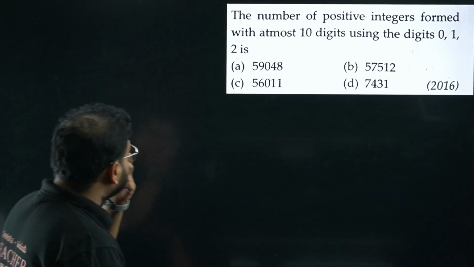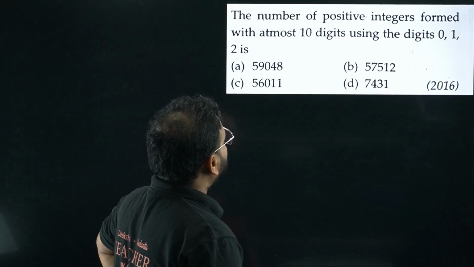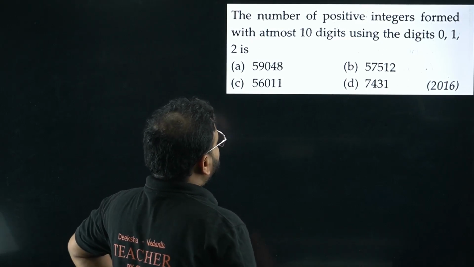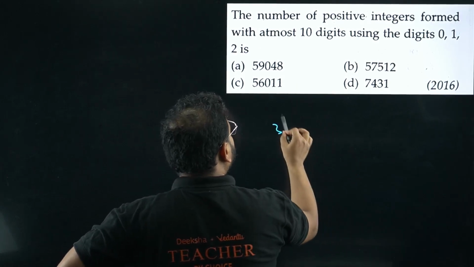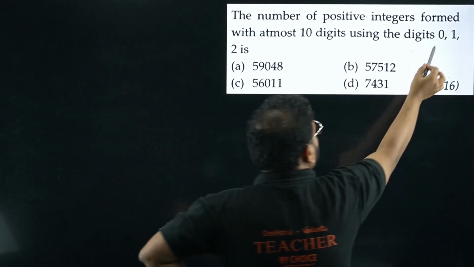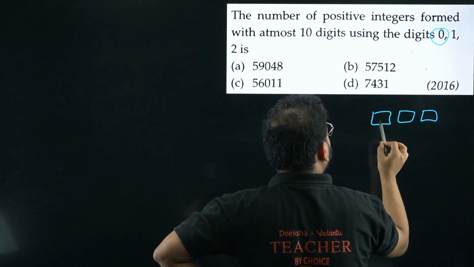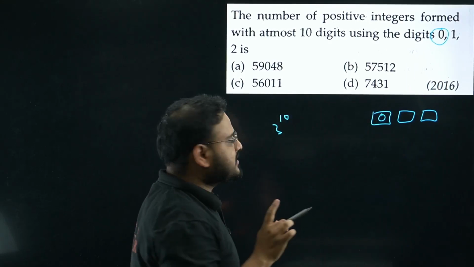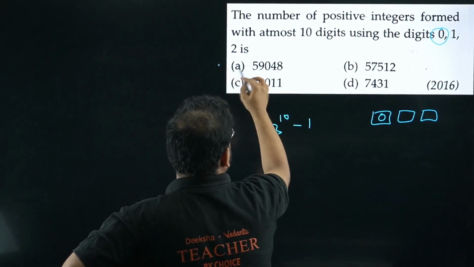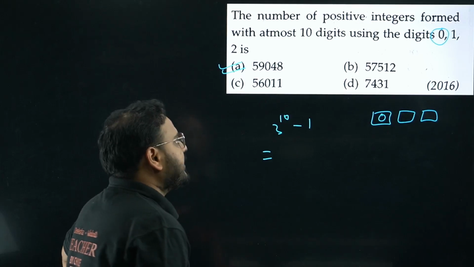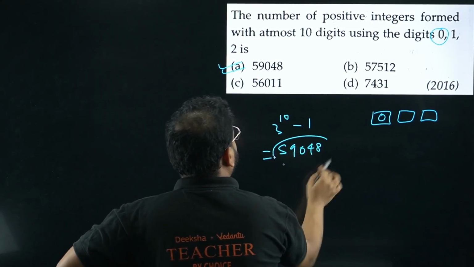The number of positive integers formed with at most 10 digits using the digits 0, 1, 2. So we have a total of 3 digits possible for each place, right? So I get 3 into 3 into 3, 10 times, 3 power 10, but we can't take one place as 0. Basically, if I have a 3-digit number to form, in one case we can't take the first place as 0. That possibility I can remove. This is my answer. It'll come out as this option, 59048. Please solve it.